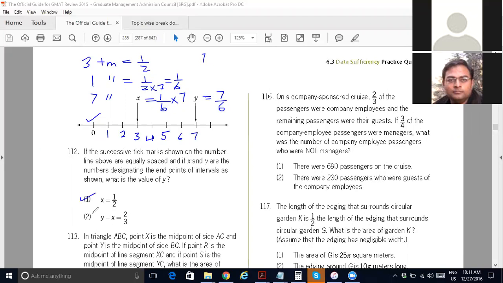Second statement is the difference between y and x. That is 4 tick marks is equal to 2 by 3. And we need to find the value of 7 tick marks. So 1 tick mark is equal to 2 by 3 into 4, so 7 tick marks will be equal to that times 7. Sufficient. So again 7 by 6.